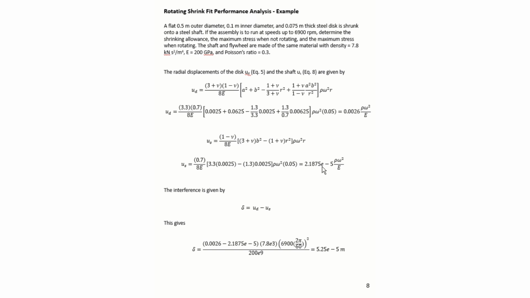Note that there is a coefficient out here and then rho omega squared over E. So the interference will be given by the deflection in the disk, UD, minus the deflection in the shaft, US. And computing that then gives me a delta. So I take the 0.0026 minus the 2.1875 e to the minus 5. I substitute in my rho omega squared over E. And this then becomes the radial interference that I need to have in order to make this system work.